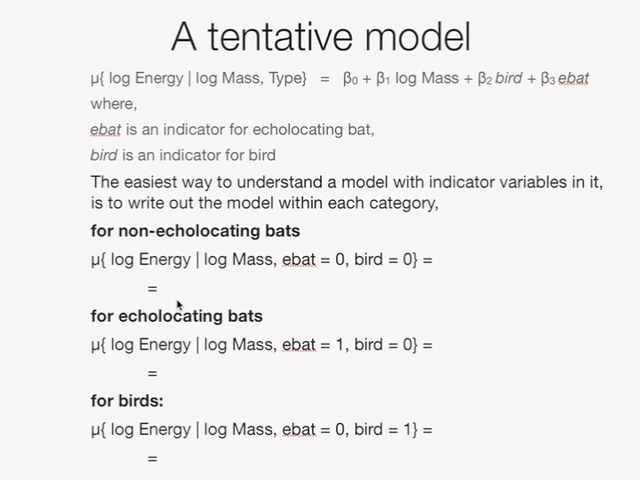So we can start writing down the mean. We're going to have our intercept plus beta 1 times log mass, plus beta 2 times the bird indicator variable, which has the value 0, plus beta 3 times the echolocating bat indicator variable, which also takes the value 0. So if we were to multiply that out, we'd be left with just beta 0 plus beta 1 log mass.